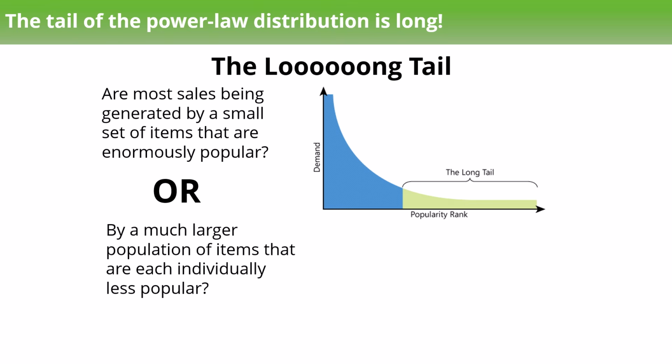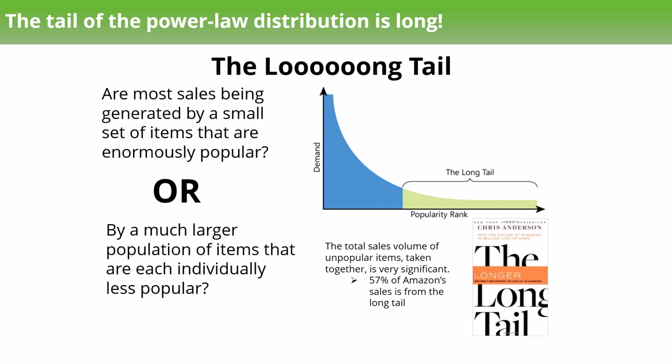Here, approximately 50% of Amazon sales come from the long tail. This means best sellers are important, but thousands of niche books and products together contribute even more. So the key question is, do sales come mainly from a few highly popular items or from many less popular items? The answer is often that both matter, but the combined effect of the long tail can be enormous.